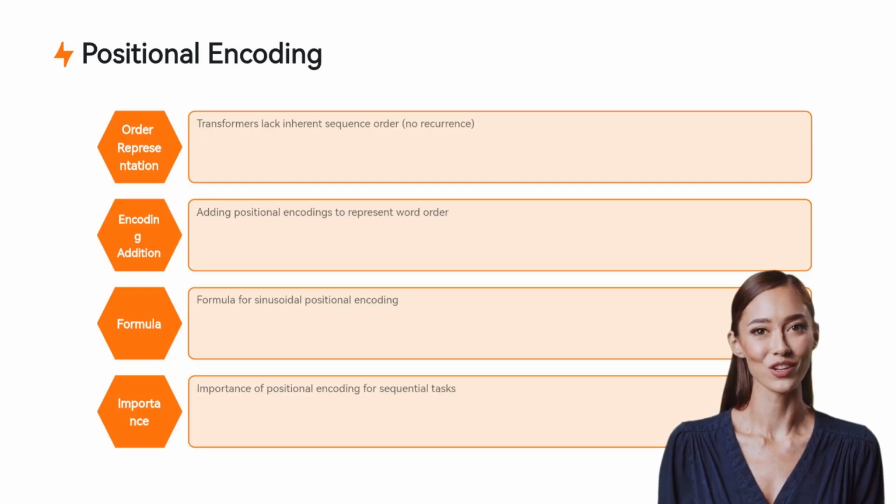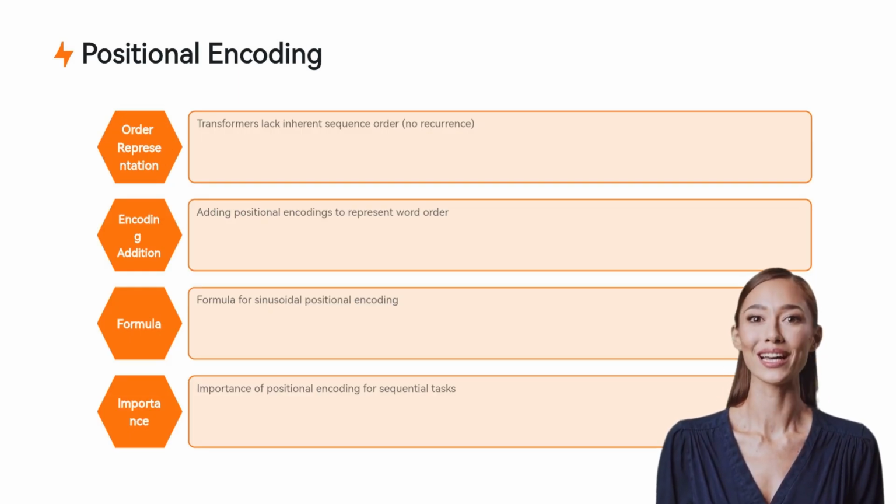One of the challenges of the transformer model is that, unlike RNNs or LSTMs, it does not have an inherent sense of the order of words in a sequence.